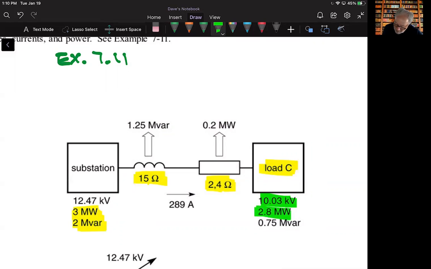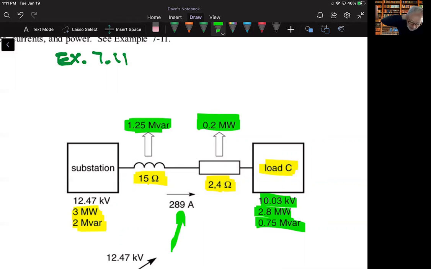And then the active power, 3 megawatts in, 2.8 at the load. The reactive power, 0.75 resulting, but initially it was 2 megavar that we had, and the current that's associated with this is 289 amps. And here's some information given to us that shows the losses of the reactive and active power that are reflected from the substation to the load.